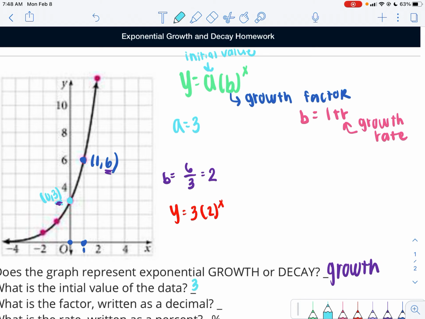Our factor here is just our b, written as a decimal. We aren't going to change anything. So we have b is 2.